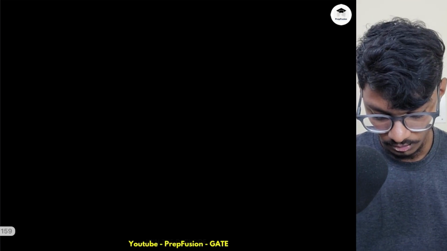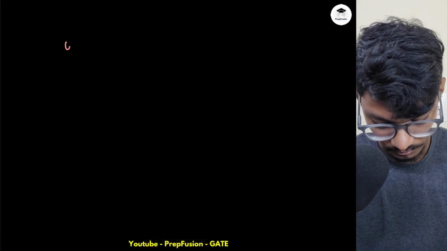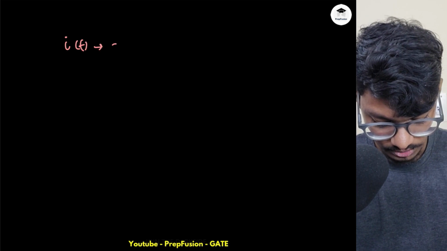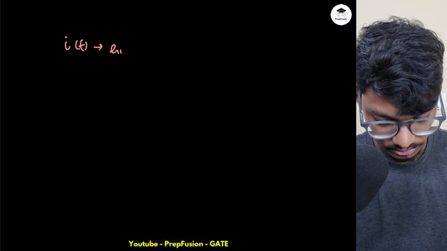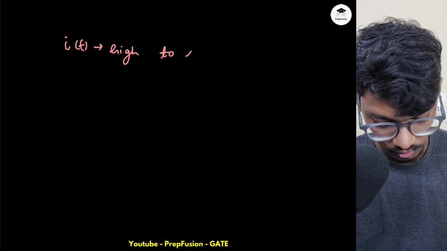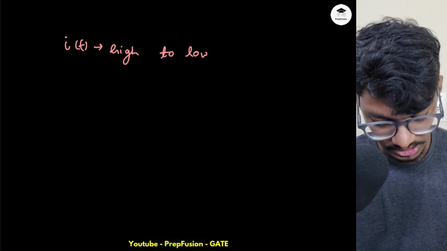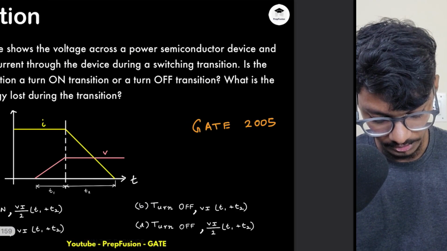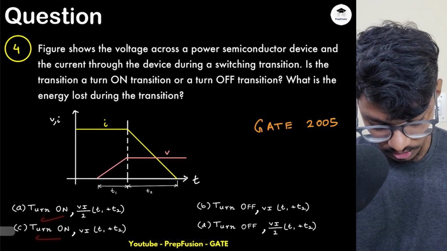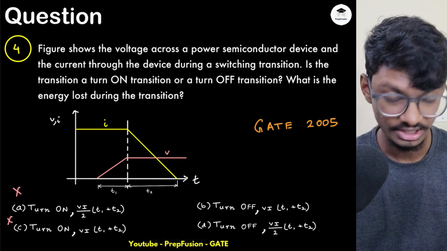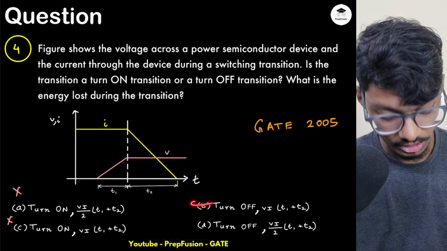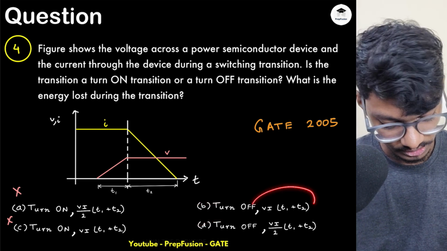So what I can say, my current i(t) is going from high to low. So this is a switching off phenomenon, not an on phenomenon. So these turn on options get cancelled. These options are cancelled. Now what about turn off? This is turn off, that is correct, but what are they asking?